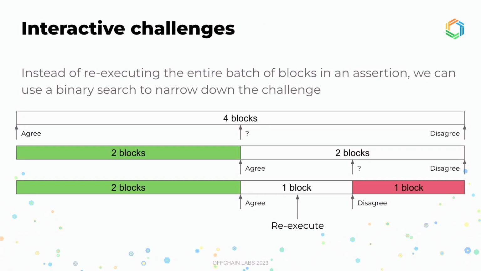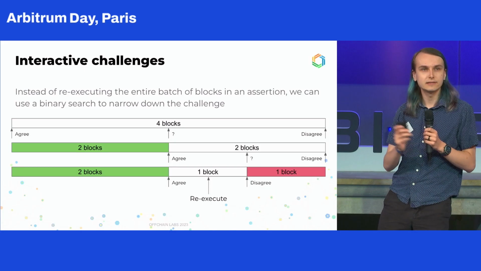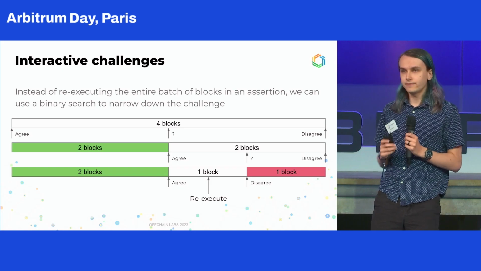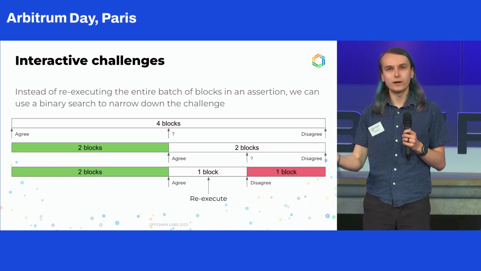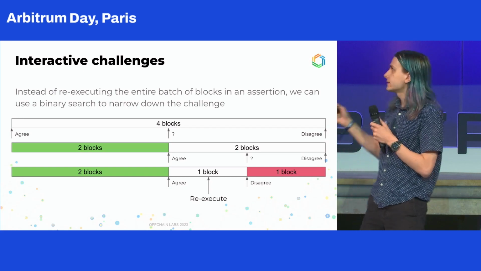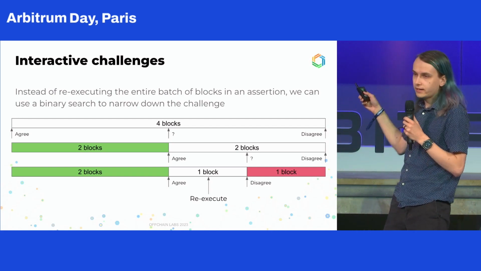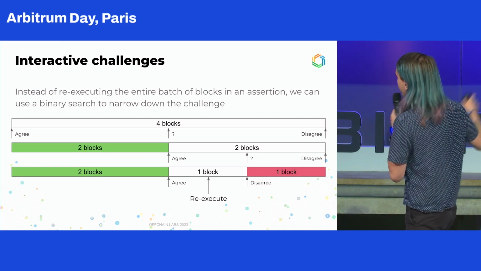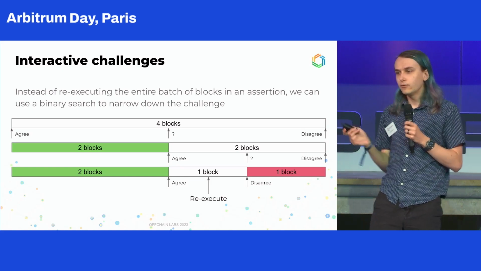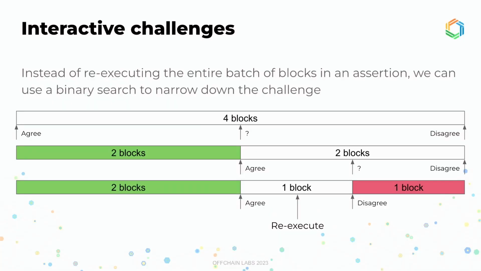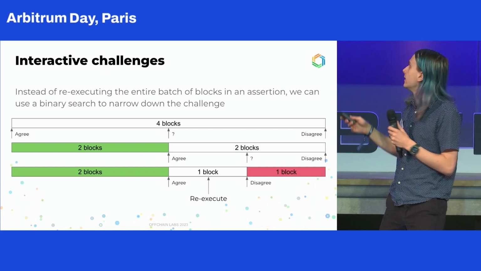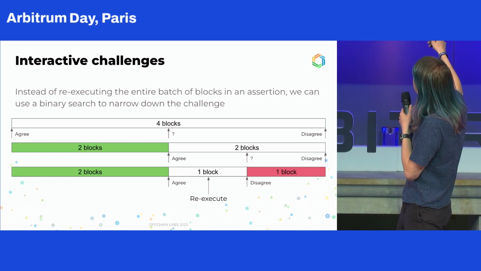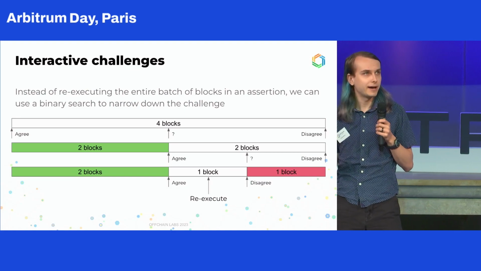With an interactive challenge protocol, things get more complicated because we use a binary search to narrow down the disagreement, starting from, let's say, a validator posted a batch of 4 blocks at once. And let's say that at the start of these 4 blocks, the validators agree on what the correct state is. But after these 4 blocks, the validators disagree about the correct state. Well, we could just re-execute these 4 blocks, except that might not fit. So an interactive challenge protocol breaks down the problem into parts. We first look at the middle.